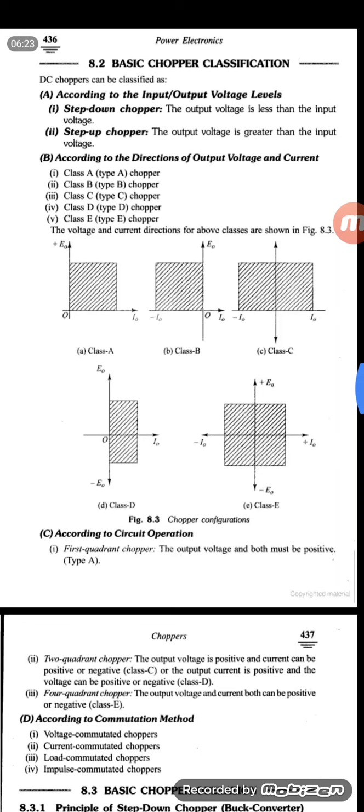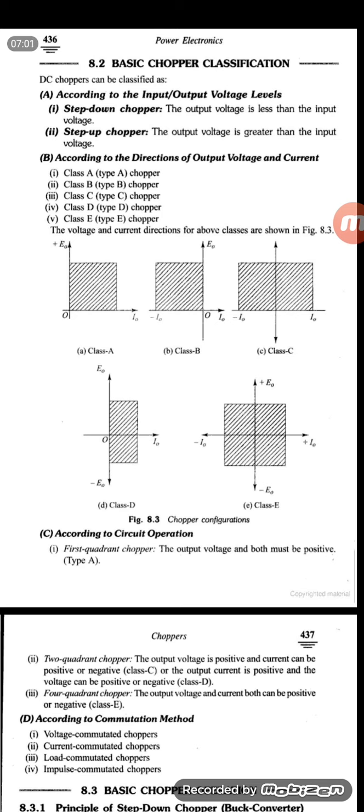Basic chopper classifications. The first one is based on the input output voltage levels. If the output voltage is less than the input voltage, it is called a step down chopper, just like a transformer. When the turns are fewer, you get less voltage, so it is called a step down transformer. When the output voltage is greater than the input voltage, it is called a step up chopper. This is the classification based on the input output voltage levels.